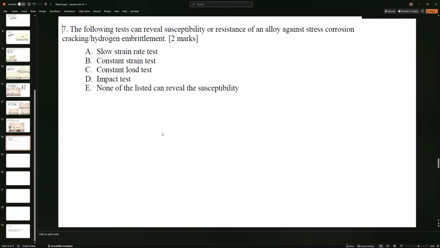Which of the following tests can reveal susceptibility or resistance of an alloy to SCC or hydrogen cracking?